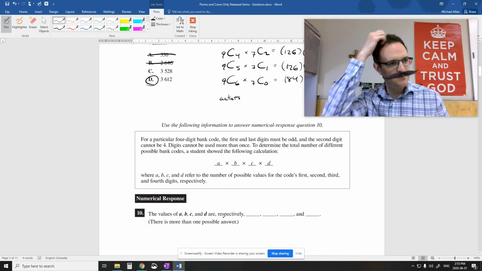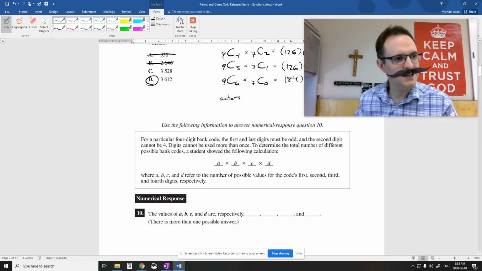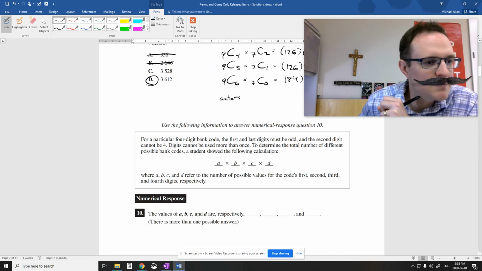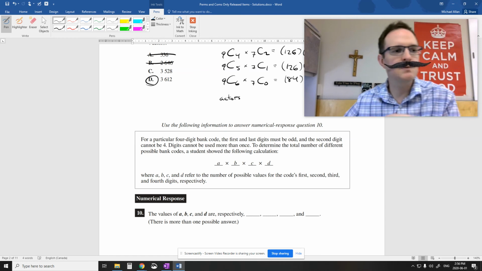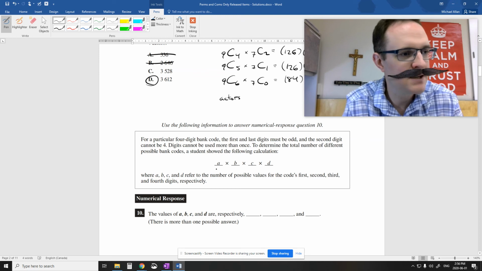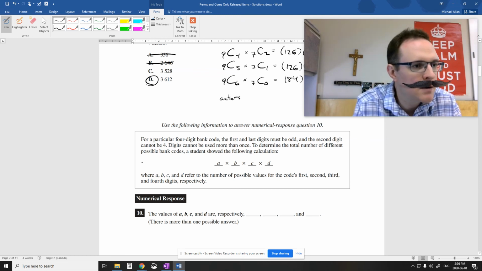For a particular 4-digit bank code, the first and last digits must be odd, and the second digit cannot be a 4. Digits cannot be used more than once. To determine the total number using the fundamental counting principle, what numbers would I put in those spots? Ooh, this is a tricky question. Okay, so the first and last digit has to be odd. So we go from... cannot be 4.